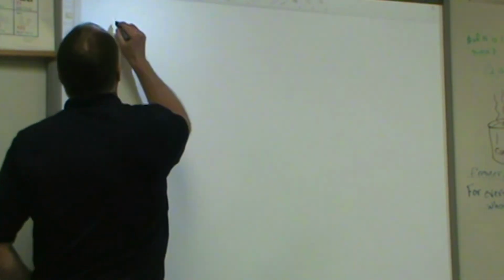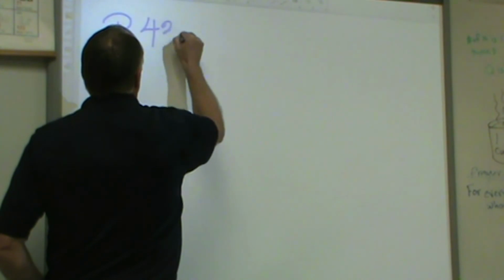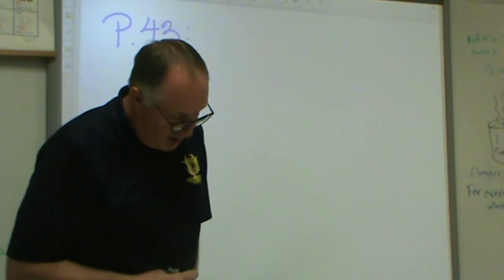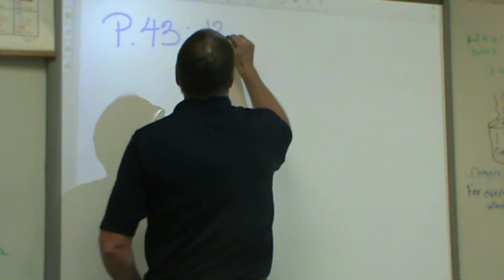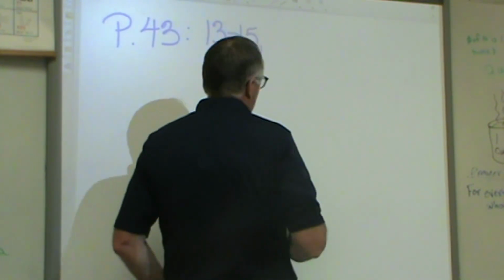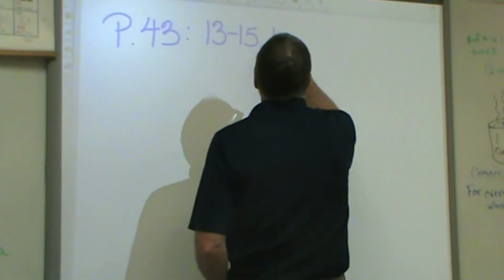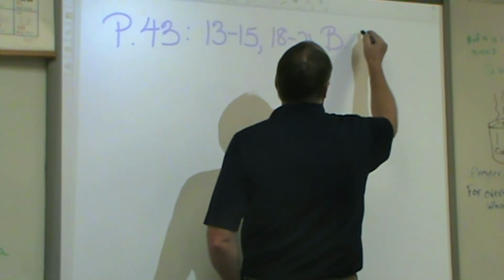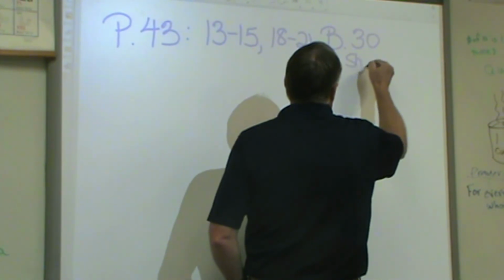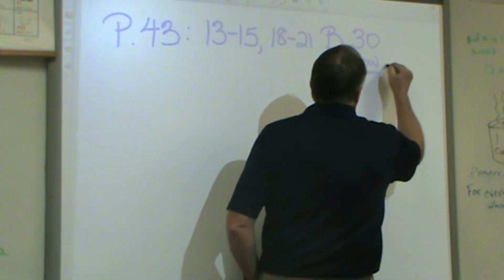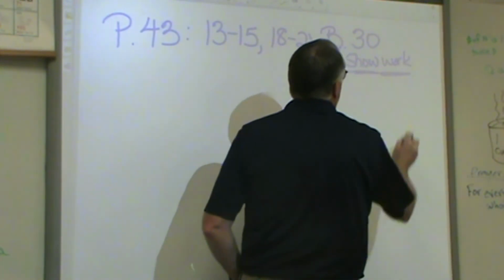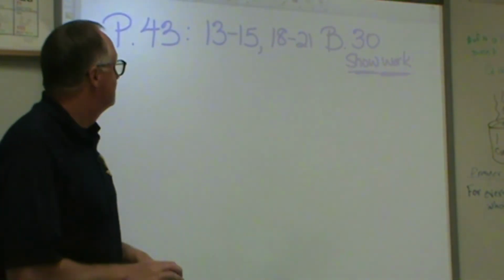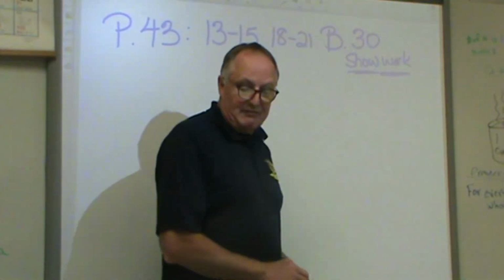That was us. Page 43, and this will migrate over there, but page 43, not too many. 13 through 15, comma. Oh yes, we love commas. 18 through 21, bonus. 30, but you've got to show your work. You can't just give me an answer. You've got to explain why. How much is the bonus worth? Enough. Okay, so that's only 7 questions.